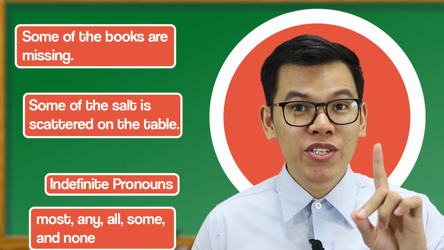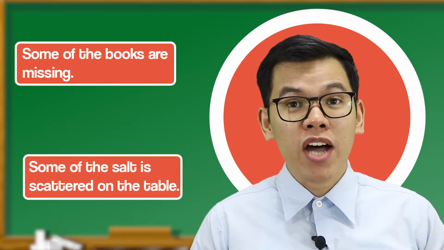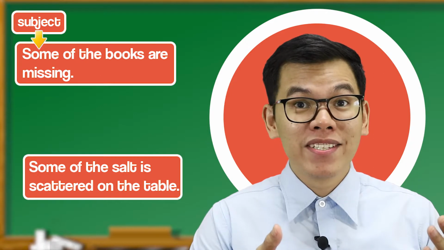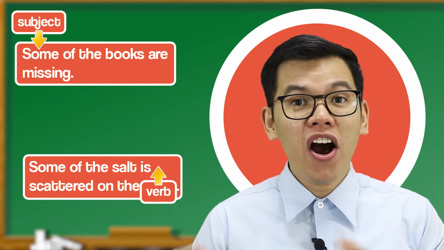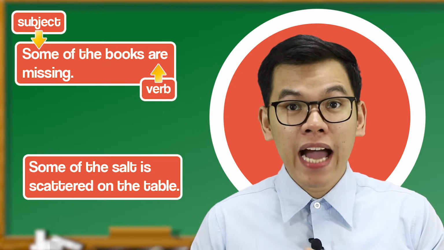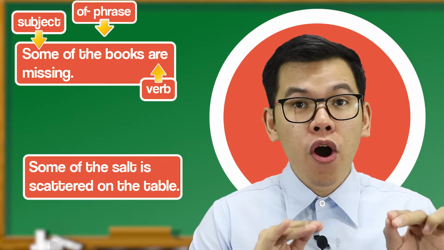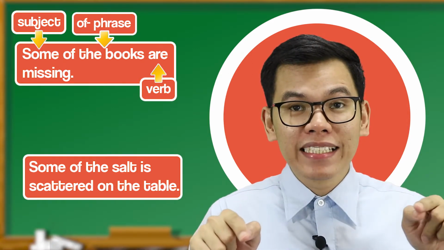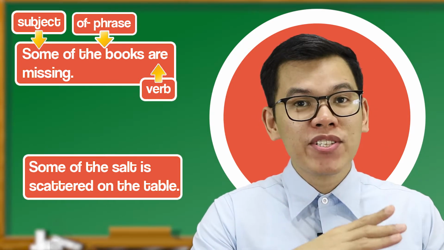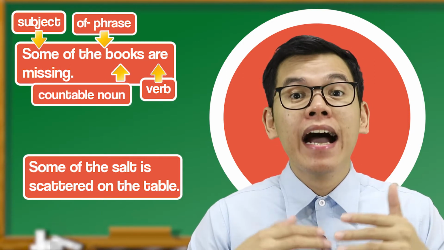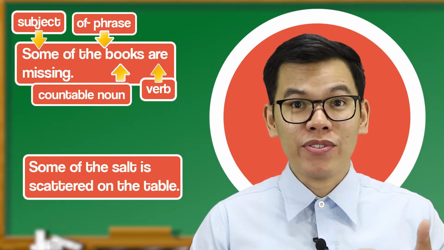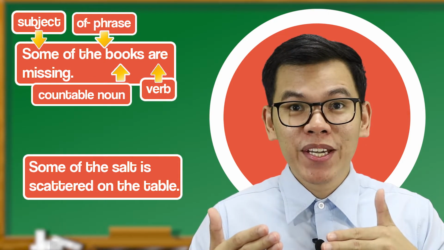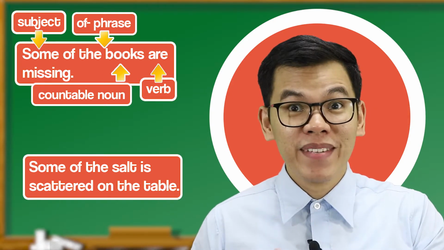Okay, first situation. Let's look at the first sentence. Some of the books are missing. Some is the subject, right? And are is the verb. Now, notice the phrase of the books. The noun books that comes after the pronoun some is plural and a countable noun. Okay? So it's plural and it's countable. We use plural verb. Clear?